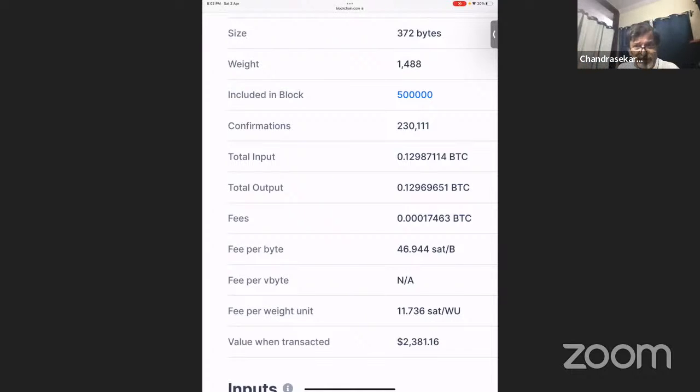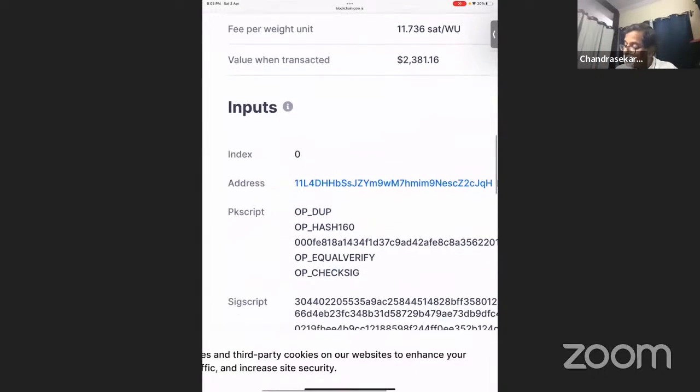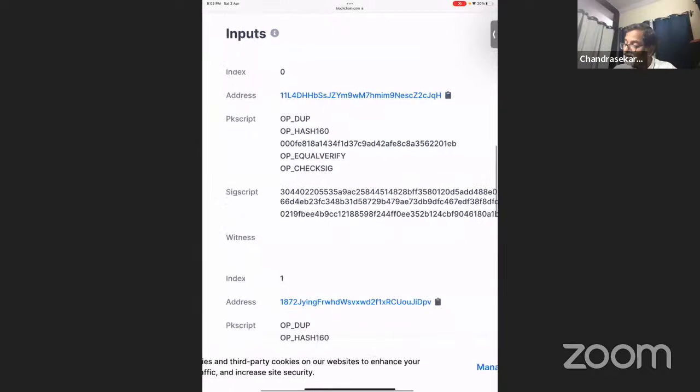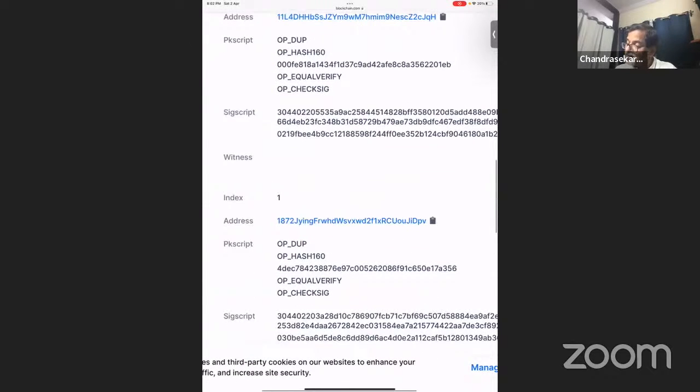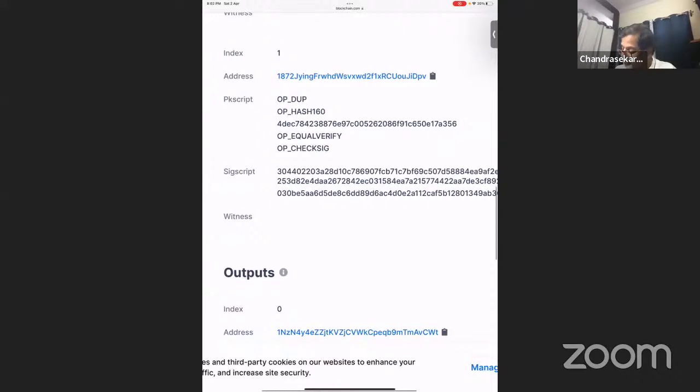Don't worry about the weight. There is several other information. We will talk about them later. So WU, all those things are there. You can see the PK script, sign script, everything is there. Address, PK script, sign script, we are going to discuss. These are important things to do.